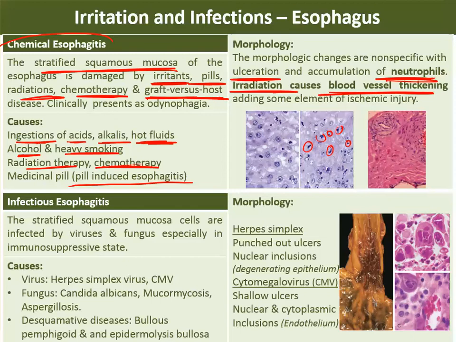Now I should ask a question here. Why am I teaching this to undergraduates? Why am I teaching that in irradiation, meaning radiation therapy, the blood vessel goes for thickening? What is the reason for me to teach this? Because this looks like it is for a residency level, okay. Why am I particularly taking this point and telling it to you?